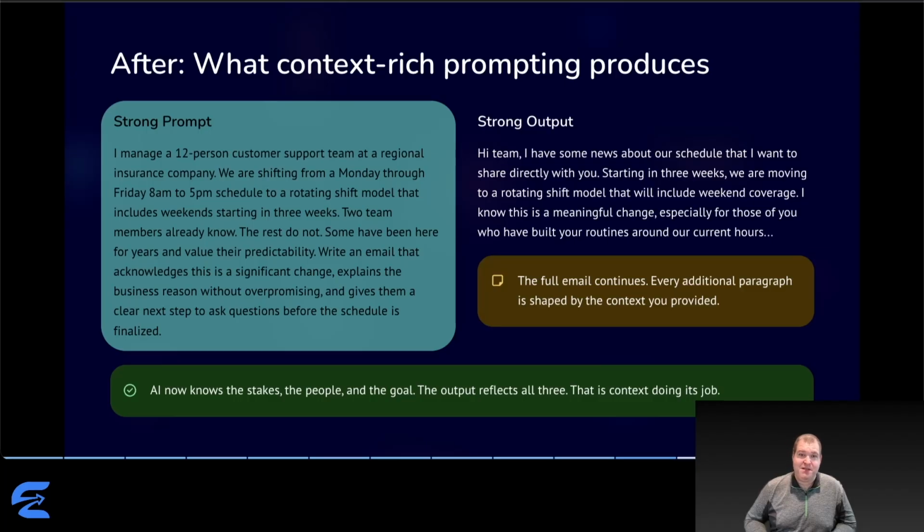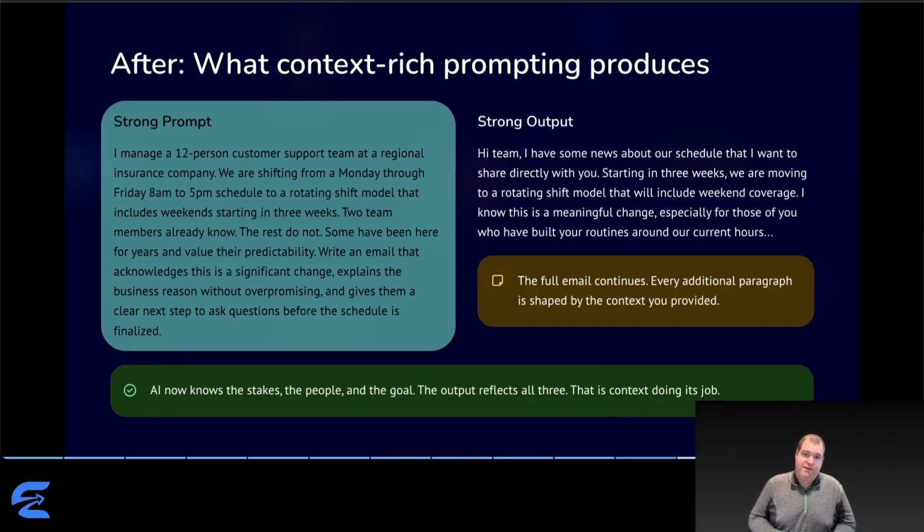Here's the strong prompt. I manage a 12-person customer support team at a regional insurance company. We're shifting from a Monday through Friday 8 a.m. to 5 p.m. schedule to a rotating shift model that includes weekends starting in 3 weeks. 2 team members already know, the rest do not. Some have been here for years and value their predictability. Write an email that acknowledges this is a significant change, explains the business reason without overpromising, and gives them a clear next step to ask questions before the schedule is finalized.